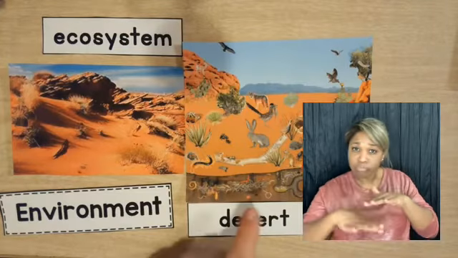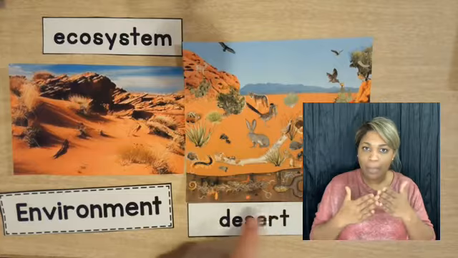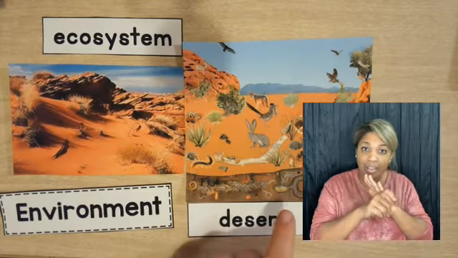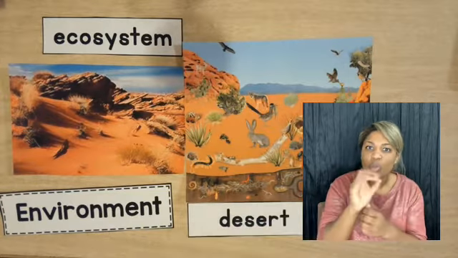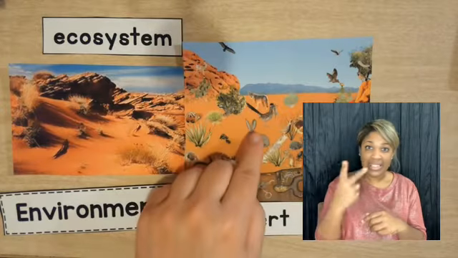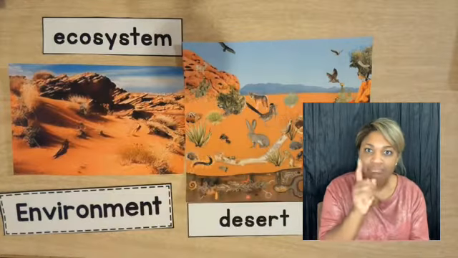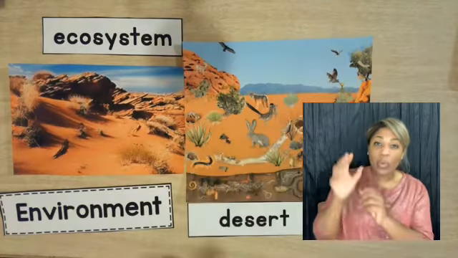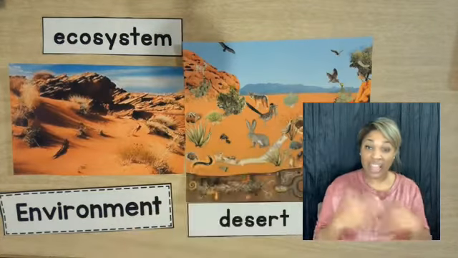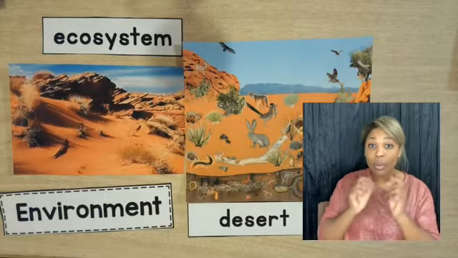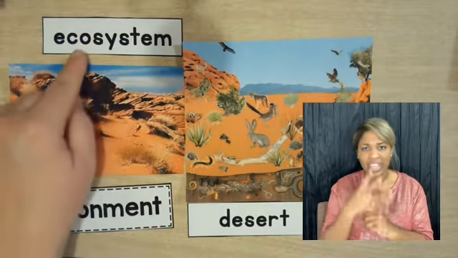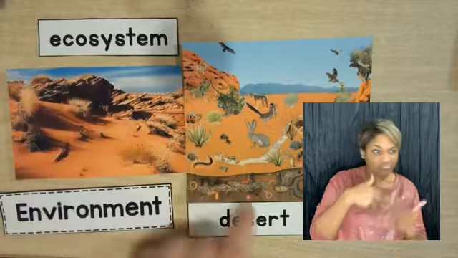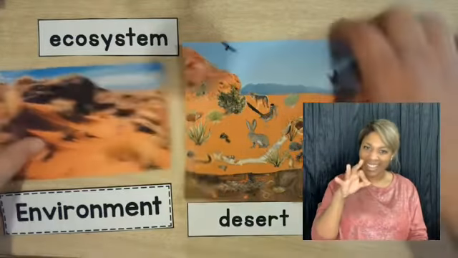I see some of them, these little worms, interacting with the soil. I see a bird that got a mouse. I see a bird over here that's going to get a plant. These animals are interacting with the environment and with each other. So yes, we can find an ecosystem in the desert.